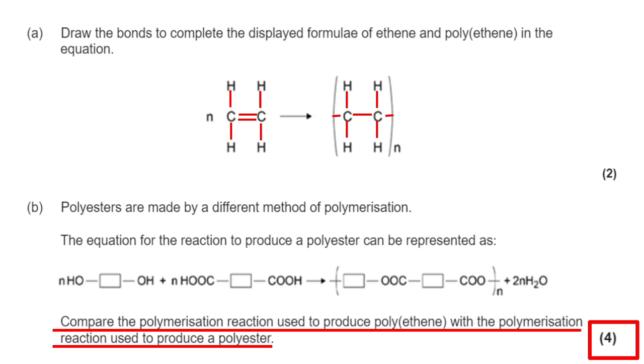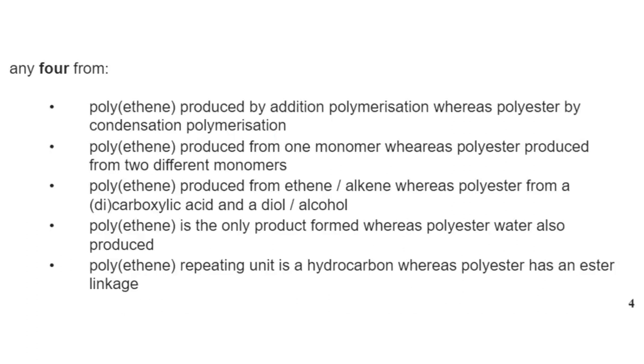Draw the equation again. That's an addition polymerization at the top. And then they have a condensation polymerization as part B. And you're asked to compare addition polymerization with condensation polymerization. This is a very commonly asked exam question, and here's what they're looking for you to say, okay?